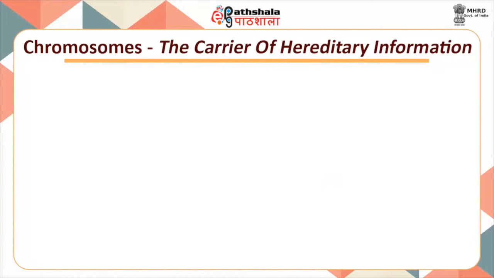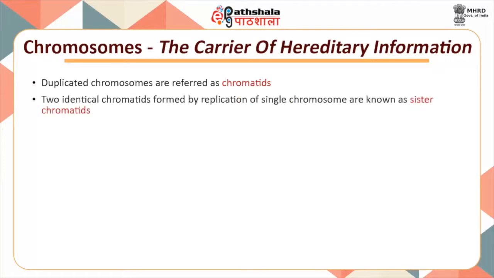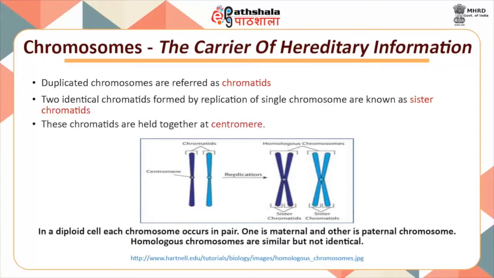You can see in the given figure of chromosomes, it is showing chromatids, sister chromatids, and centromere. Chromatids are the duplicated chromosomes formed after DNA copy. When a single chromosome replicates and forms 2 identical chromatids, they are termed sister chromatids. These sister chromatids are held at the centromere. Very clearly, you can see these structures in the given figure also.